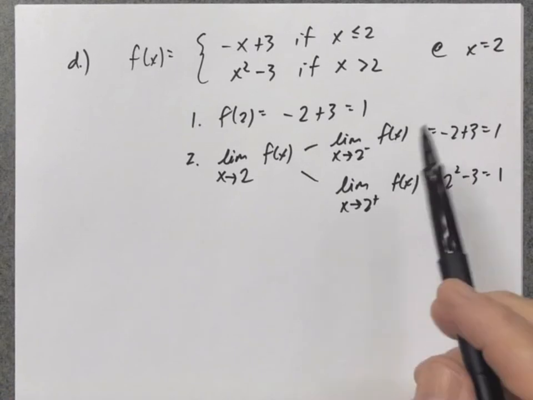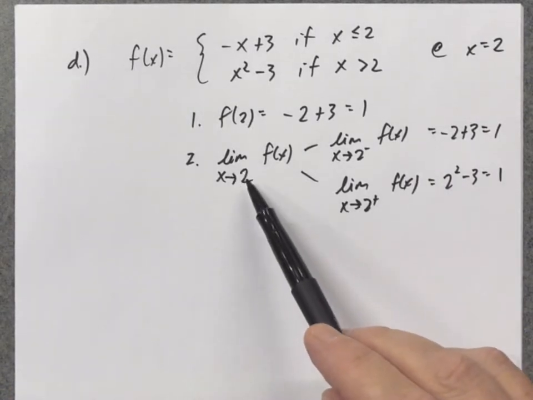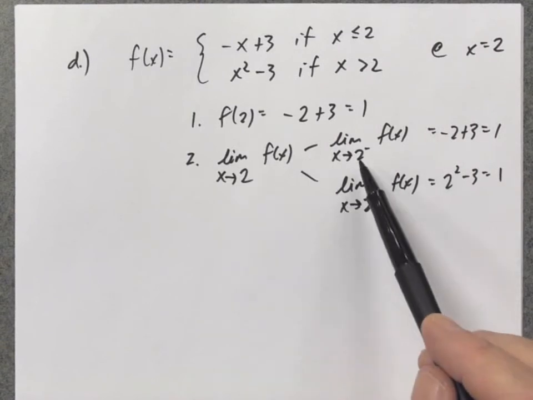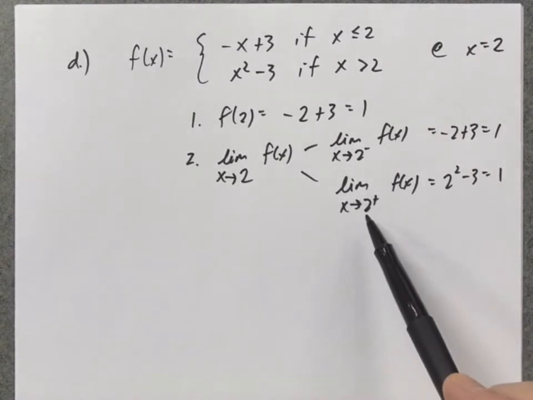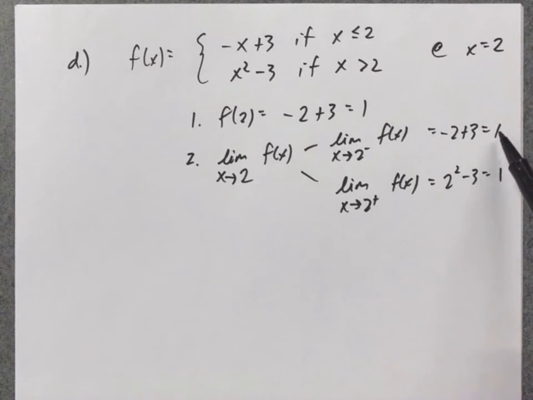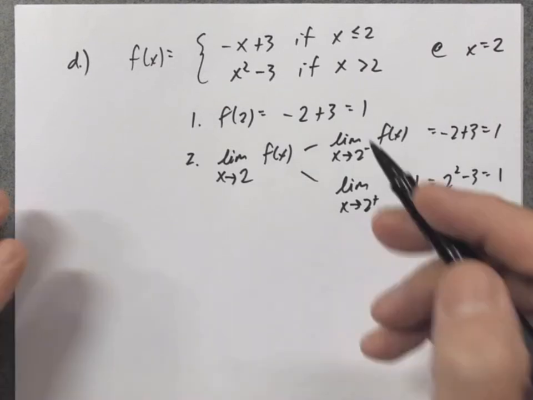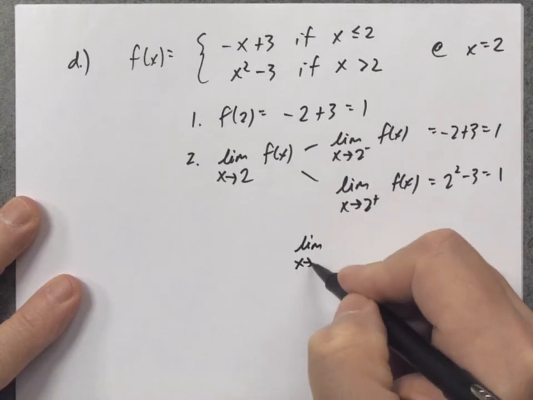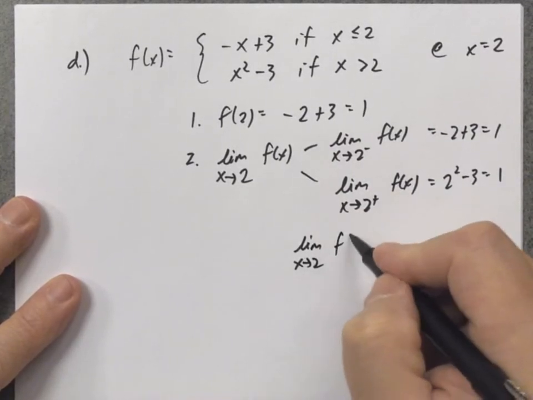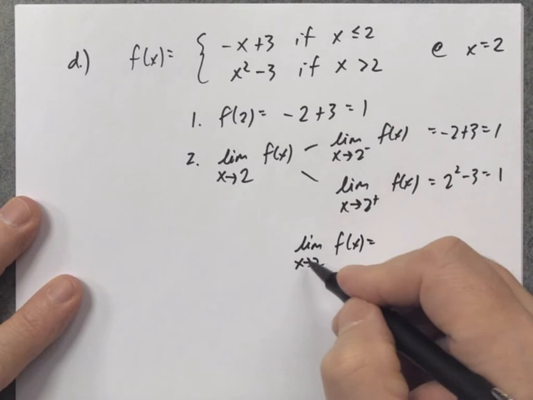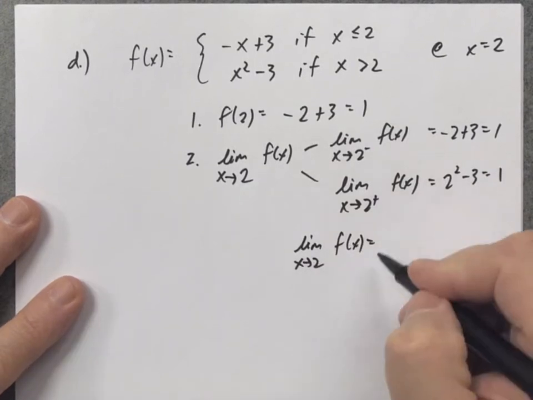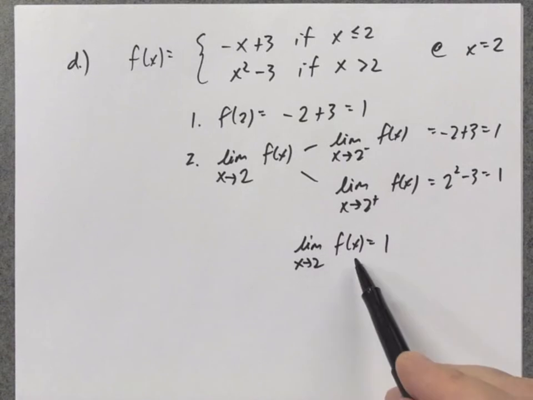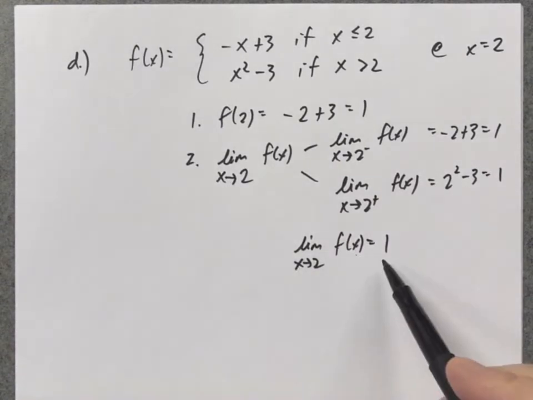So let's look. I'm trying to find the limit as x approaches 2. Since this is the transition point, I have to look at the low side and the high side limit. The low side limit is 1. The high side limit is 1. Therefore, I do in fact have a limit as x approaches 2 of f of x. It's 1.